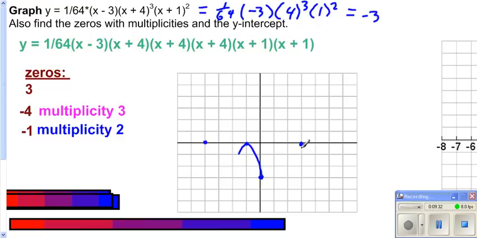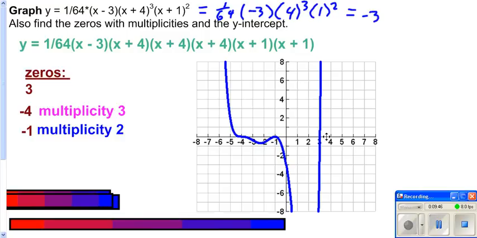At -1, we know we got to bounce off, but we know we got to go down through this point. At 3, you know you got to cross pretty much as a straight line coming down from here. And then over here, we know we got to come back up, and we got to flatten out as we cross because it's an odd multiplicity. So that's essentially what we have here. Now, necessarily how far down we go on each one of these, we don't necessarily know that until we actually plot points, which we did not do. We're just looking for a sketch.